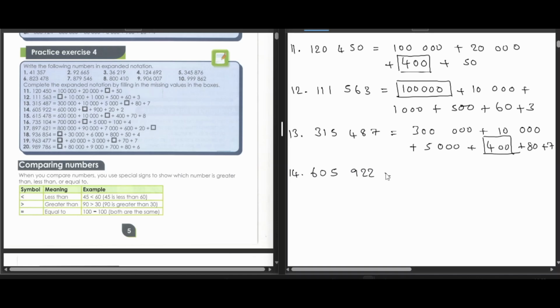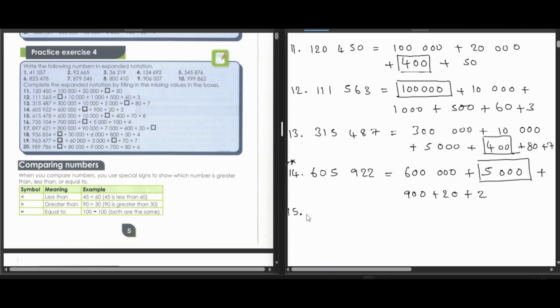Number 14, 605,922 is equal to 600,000. We skip the zeros, so plus 5,000. Those are in the boxes. You have to be careful for number 14. It's a tricky question. Then we say plus 900 plus 20 plus 2, like that.